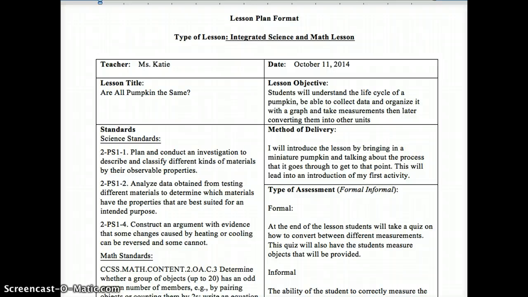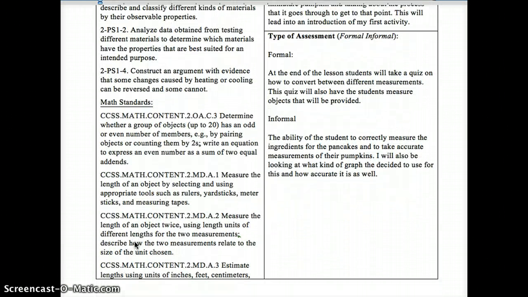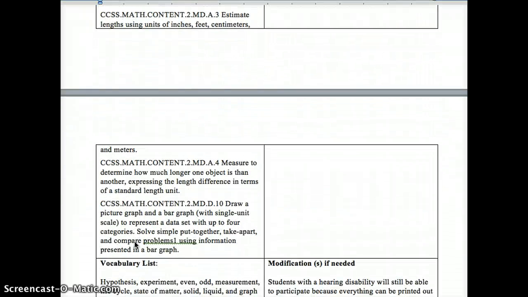Some of my standards include classifying different characteristics, seeing what items best fit the situation, talking about changes after heating and cooling, students determining if things are even or odd, numbered, and using different tools for measurements, estimating measurements, and then later comparing those measurements and then graphing their data, which is down here.